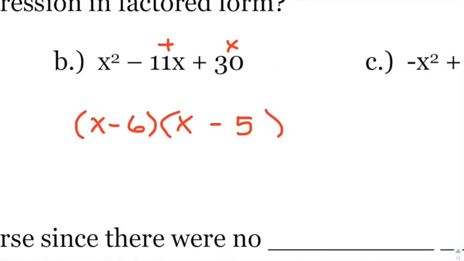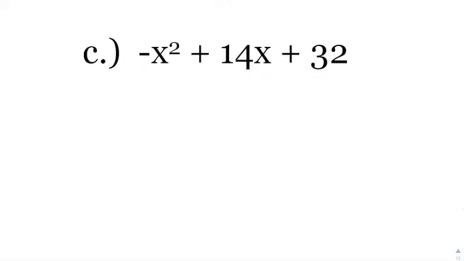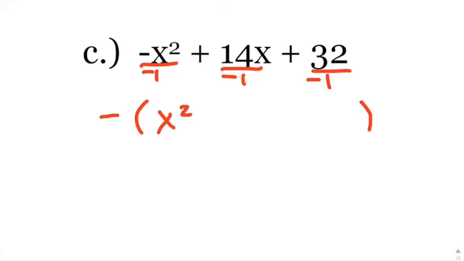Not too bad. Now on one like this, when you have a negative out in front of x squared, it's a good habit to undistribute your negatives. So I'm going to put a negative on the outside of the parentheses and divide each of these by negative 1. All that's going to do is flip your signs around. That's going to be x squared minus 14x, and then minus 32.